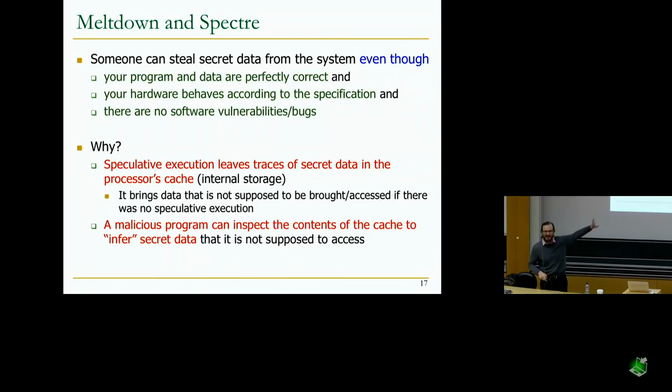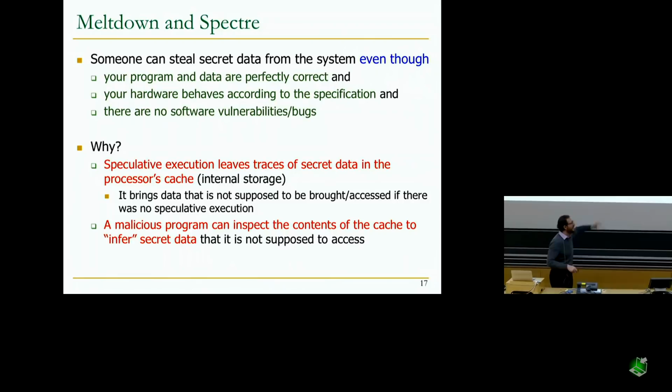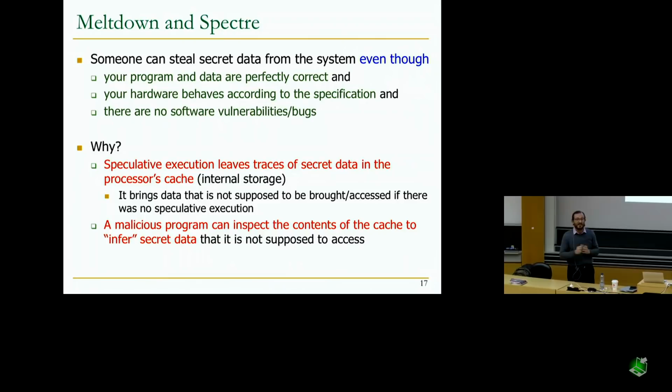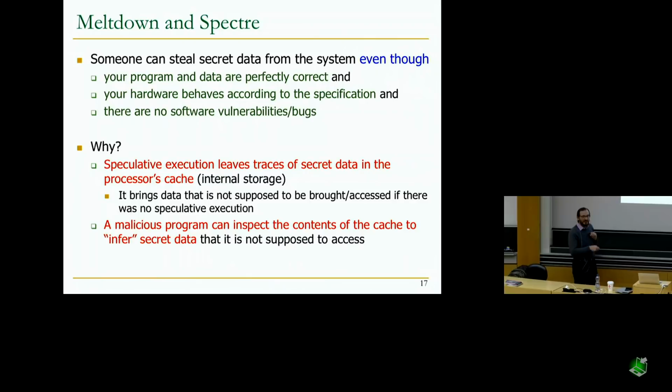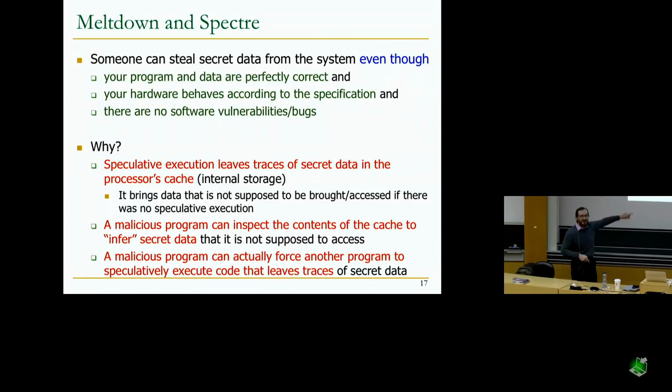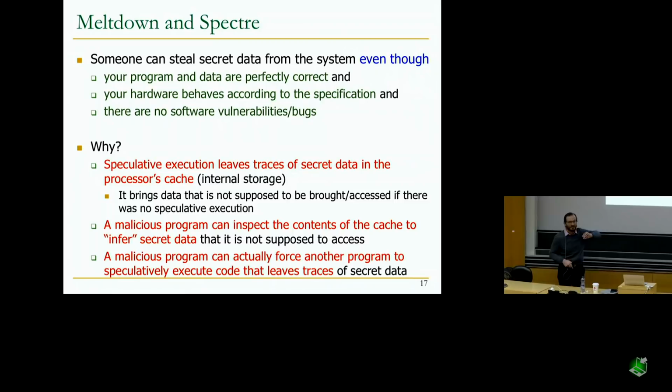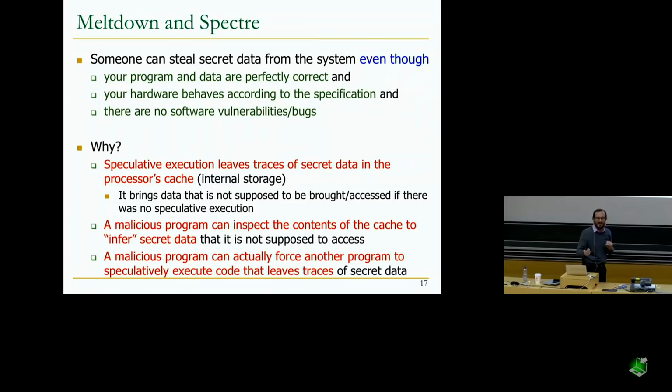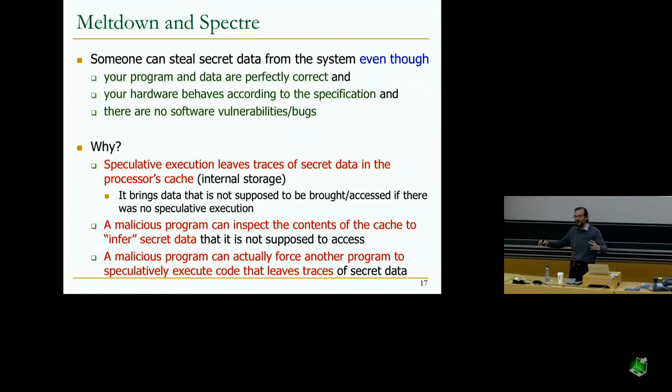Now this part you will not be able to understand very easily, I think, but these attacks are sophisticated because they bring together many, many things in security and microarchitecture. And what is worse in these attacks is not just this. Maybe you can say, what's the probability of this? Well, a malicious program can actually force another program to speculatively execute code that leaves traces of secret data in the cache, again by exploiting the microarchitectural issues in the processor. So you can force another program to go on the wrong path, execute some incorrect code that you know is going to bring secret data into the cache, and then you can inspect the contents of the cache and get that secret data.